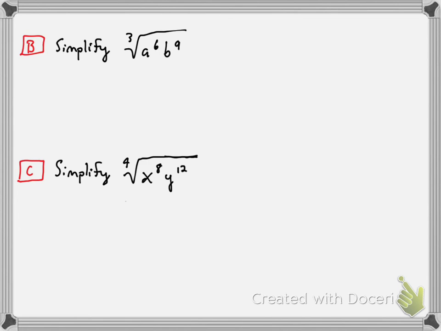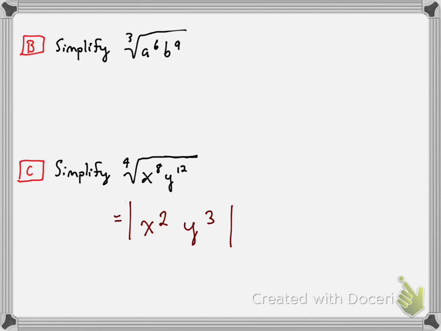Finally, last example we'll look at, I want to simplify the fourth root of x to the 8th power, y to the 12th power. Notice again here, since I'm taking an even root, I'm going to want to start out using an absolute value. I divided both of those powers by 2. I'm left with x squared y cubed.